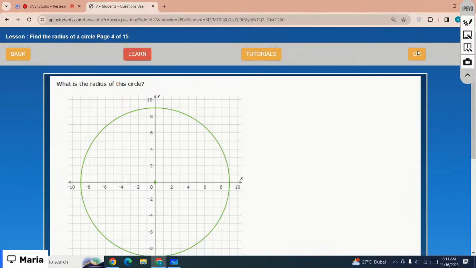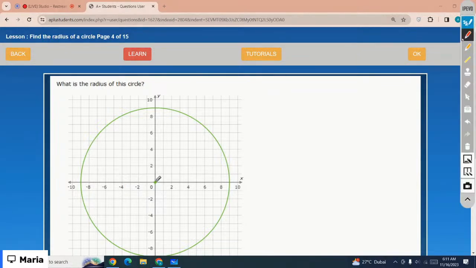Yes, just locate the origin of the circle. The origin of the circle is here, that is 0, 0, right? So you can calculate the distance from here to this point. The location of this point is 9 and 0, right? So that means the radius is from here to here, the distance is 9. So the radius of the circle is 9. Got it? So the correct option is 9.